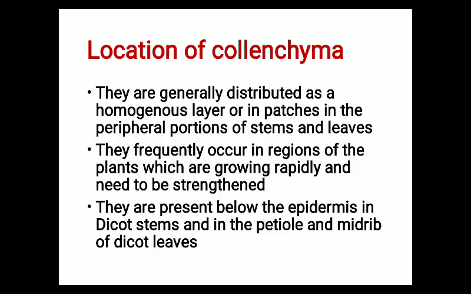Now come to the location of collenchyma, in which part of the plant body these collenchymatous tissue will be located. They are generally distributed as a homogeneous layer or in patches in the peripheral portion of stems and leaves. They frequently occur in regions of the plants which are growing rapidly and need to be strengthened. They are present below the epidermis in dicot stems and in the petiole and midrib of dicot leaves. So this is the location of collenchyma tissue.